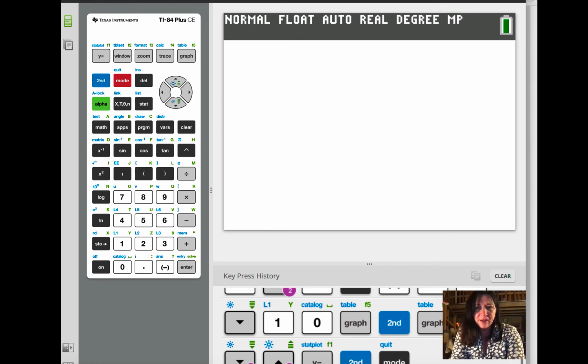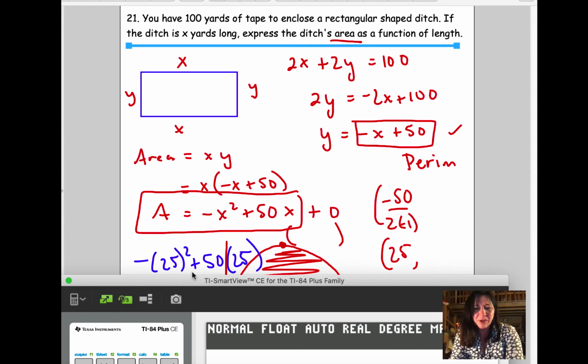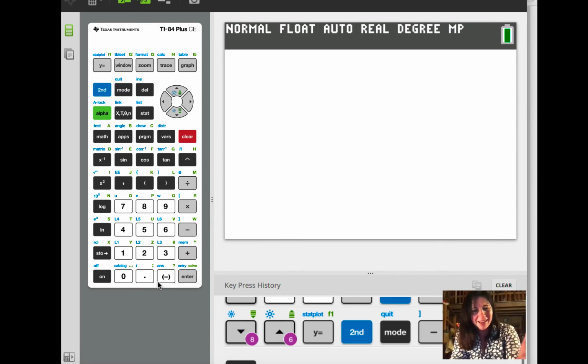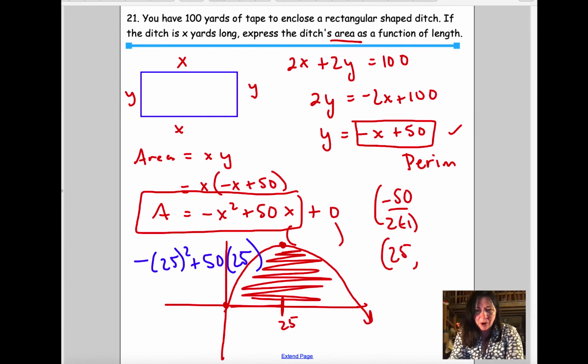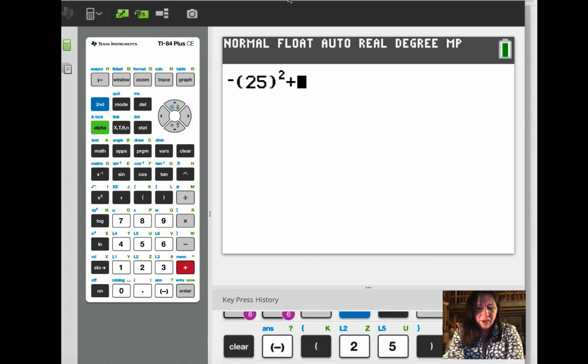So we've got, I forgot the equation. That's called short-term memory. Sorry. All right. Negative 25 squared plus 50 times 25. You can't just type in negative on your computer. So we're going to go negative, 25 quantity squared. And then the other part is plus 50 times 25, and this should be simple.